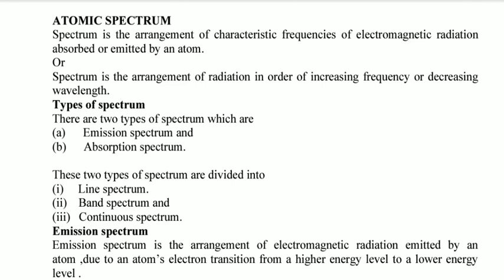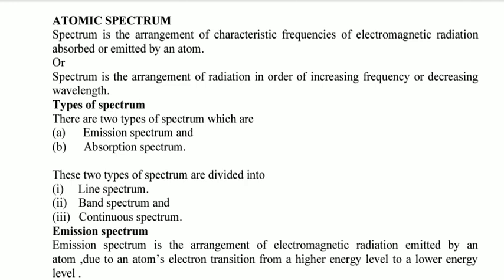So, the arrangement of the frequencies of the electromagnetic radiations absorbed or emitted by an atom, or in other words, spectra is the arrangement of radiation in order of increasing frequency or decreasing wavelength. These radiations may be absorbed by an atom or emitted. Now, on the types of spectrum: if an atom is emitting radiation, we call it emission spectrum. And if an atom is absorbing radiation, we call it absorption spectrum.